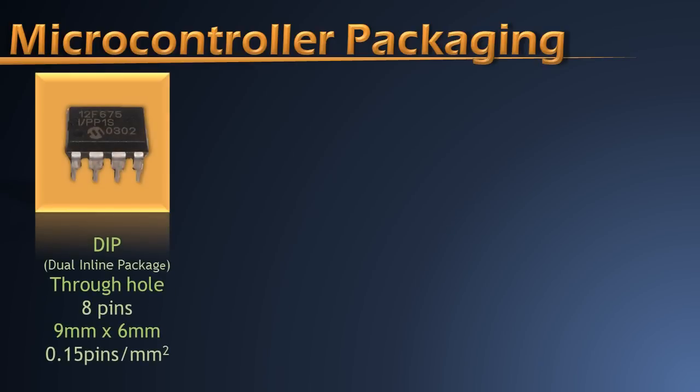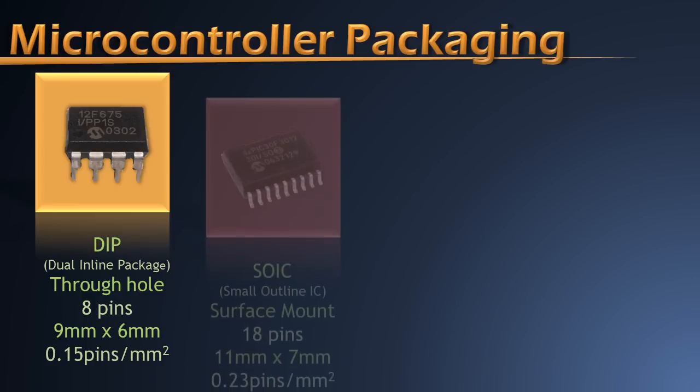We have a dual inline package. This is pretty much the oldest form factor for a microcontroller, or for any chip for that matter. It doesn't have to be a digital chip. These are through-hole parts, which means that holes are drilled in the circuit board, and these legs here go through the board. And yeah, that works. These are definitely still used today. They're cheap and they're effective. A lot of times you don't need a ton of power, and these kinds of chips are appropriate.